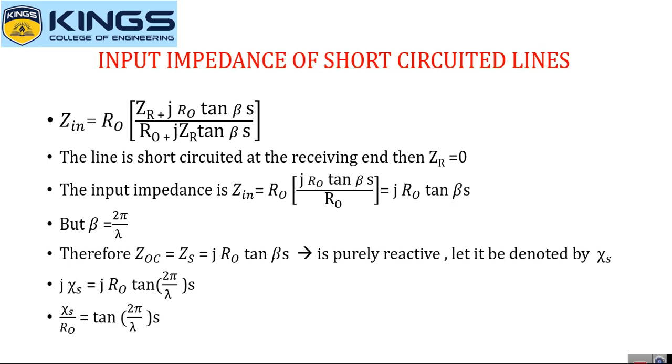If you put the β value 2π by λ, then Z_OC and Z_SC become purely reactive elements, and let it be denoted as X of s only. Here the short circuited input impedance is j R0 tan βs, which is purely reactive, so let it be denoted by X of s. So jX of s equal to j R0 tan 2π by λ s, then X of s by R0 equal to tan 2π by λ into s.